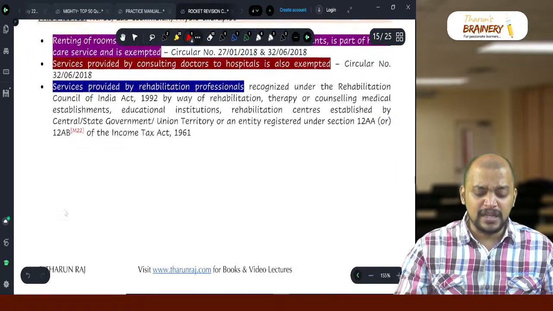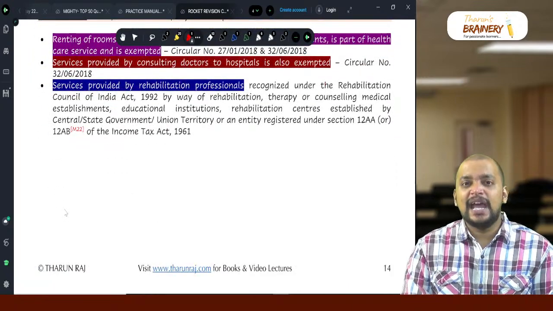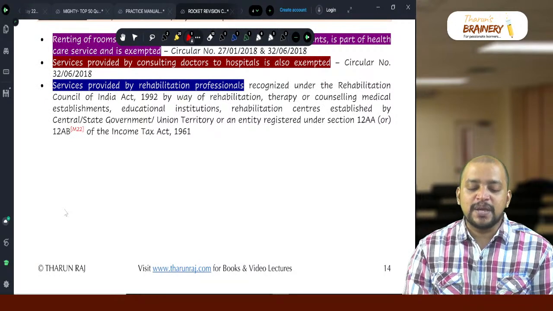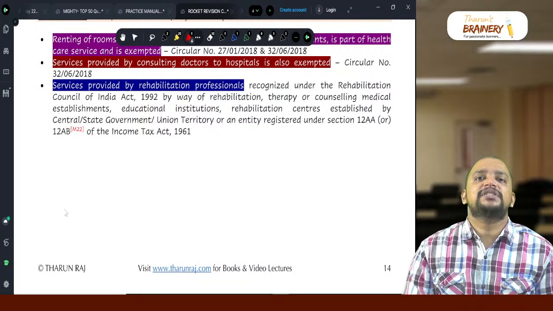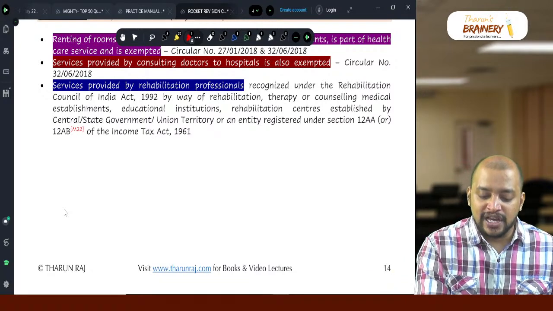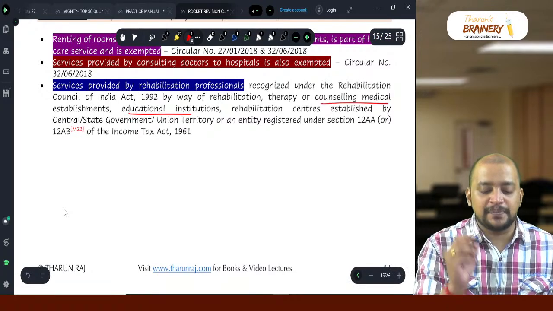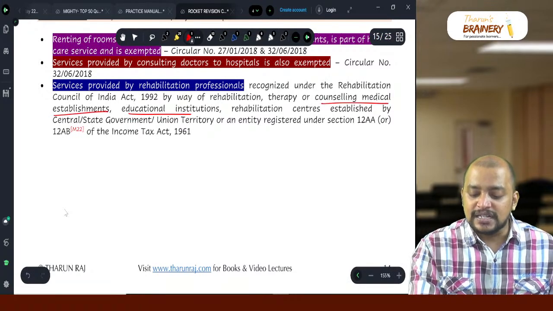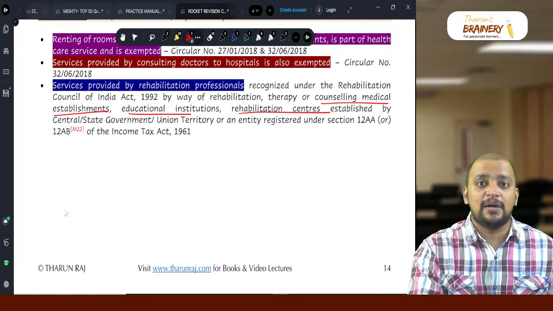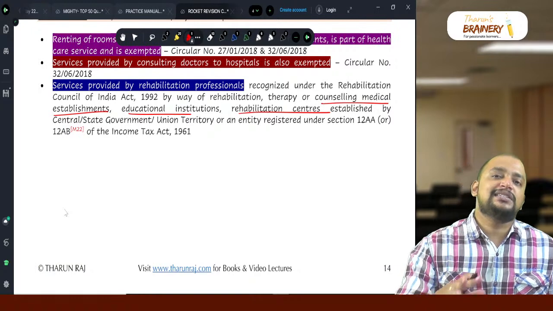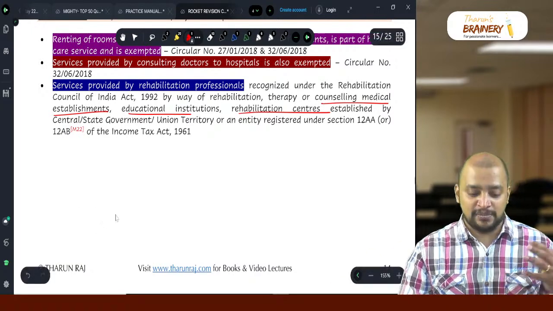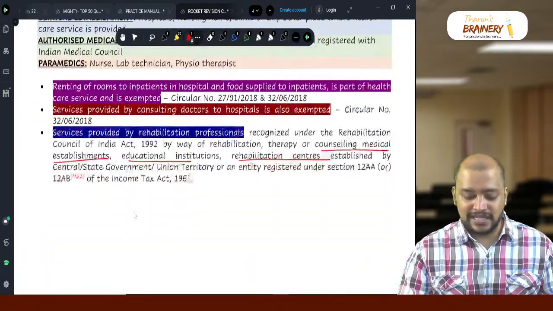Then services provided by rehabilitation professionals. Rehabilitation professionals means, so these people are basically psychology experts. They will be providing care or counseling in medical establishments or educational institutions or any rehab centers. Okay. So now these rehab centers, remember that rehab center should be established by government or a trust. Then only the services provided by these rehabilitation professionals and money received by them is exempted. So this is about healthcare services here.